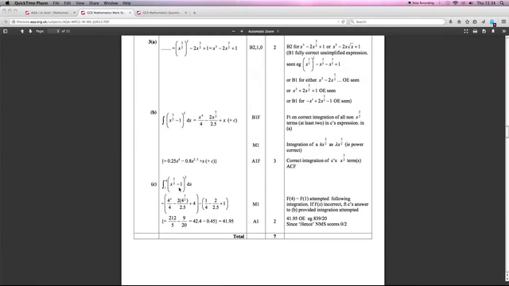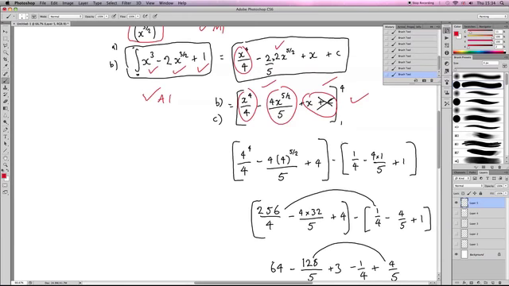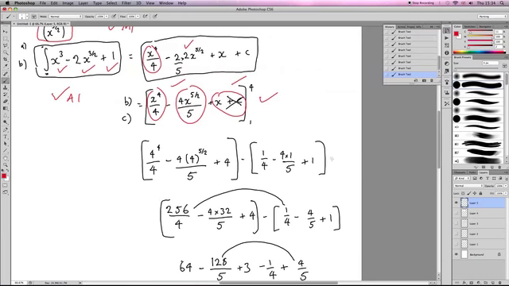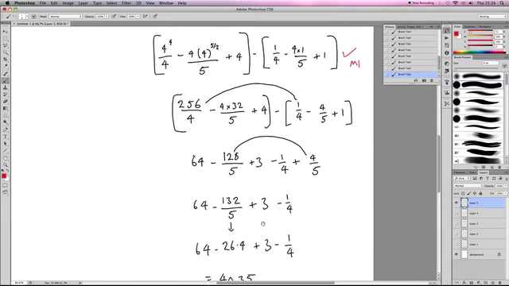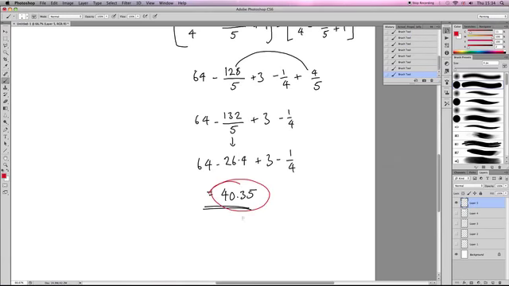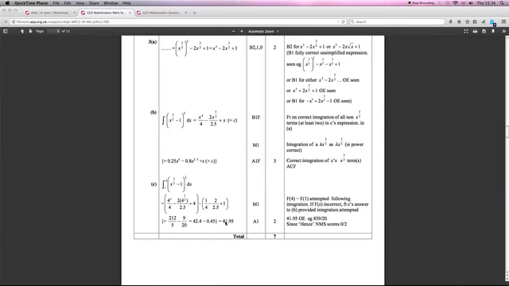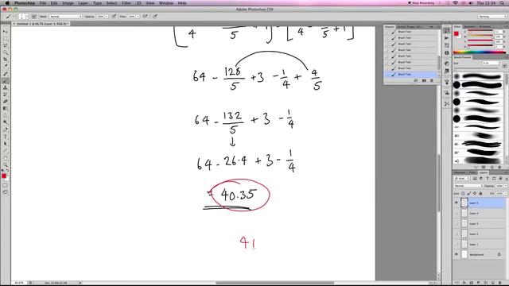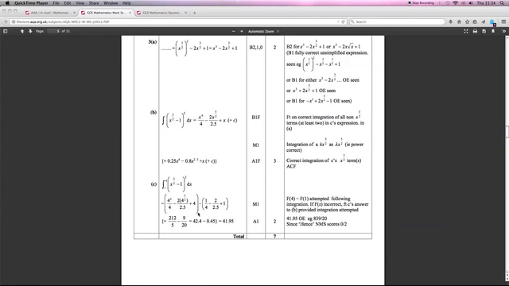Part C then, you've now got limits. So substitute 4 in and substitute 1 in, you get 1 mark. So this here is your method mark. Next point is just working it out, and you get the last mark for the answer. So it should be, ooh, I actually messed up. So I got 40.35. It should have been 41.195. Let me just double check where I went wrong.